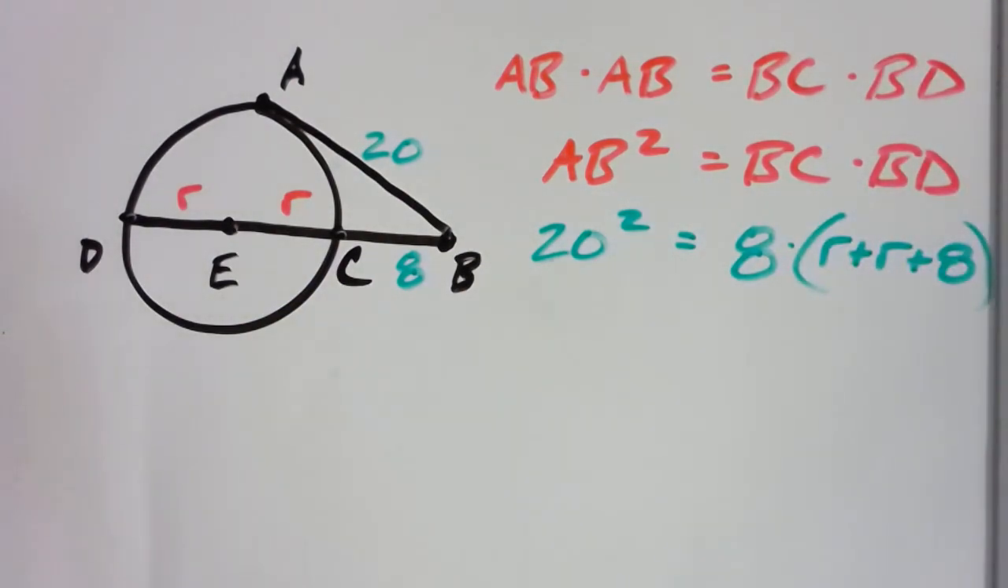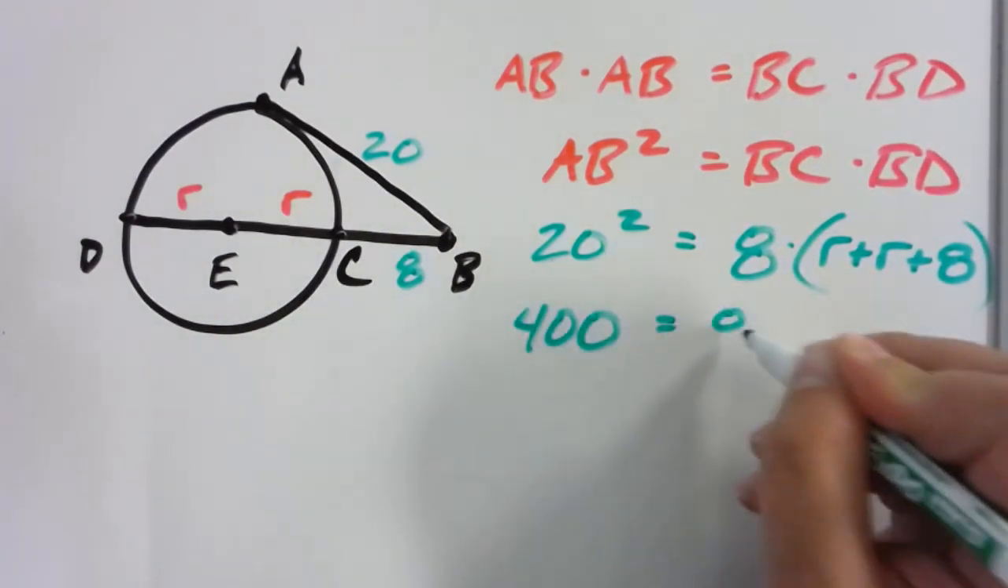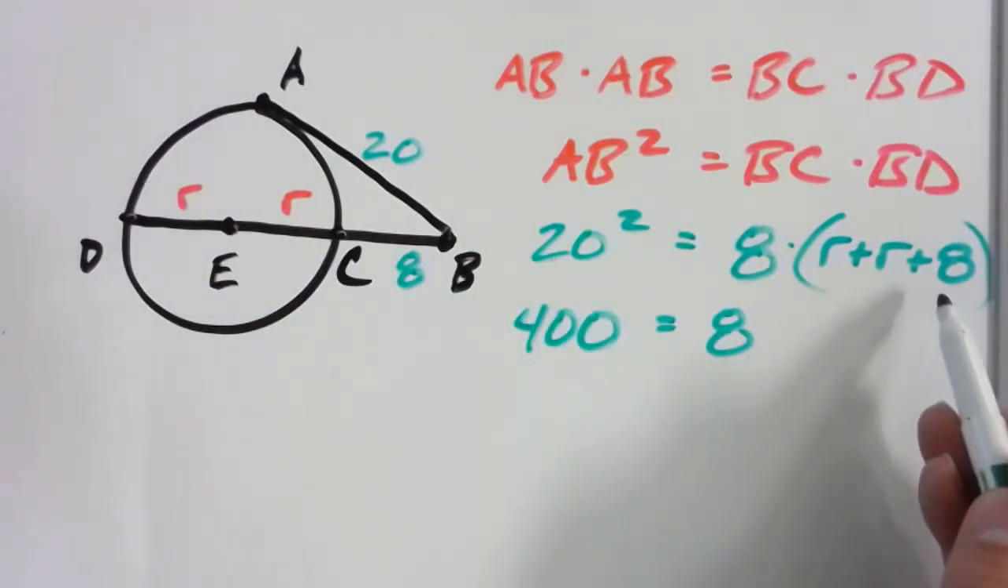Right? That's just explicitly what it is. Great. All right, well, some of these pieces I can solve for. So 20 squared, or 20 times 20, is 400. On the right-hand side, let me combine my like terms in this parentheses first.